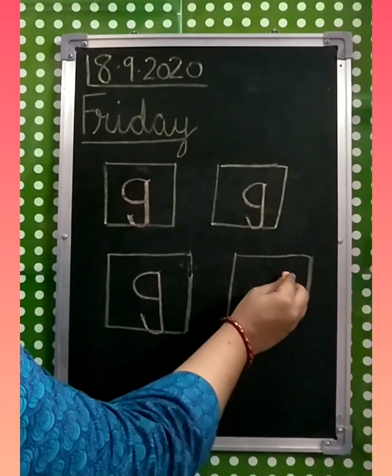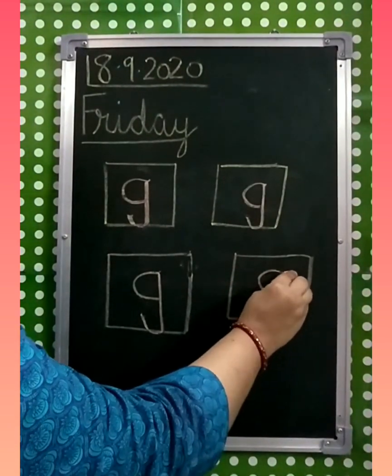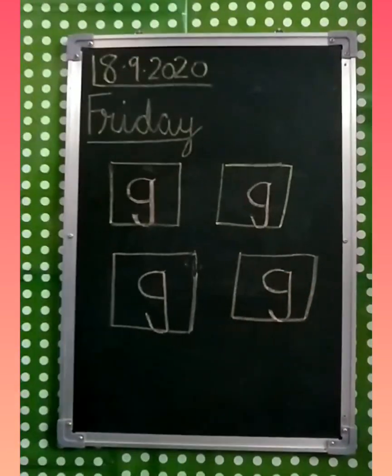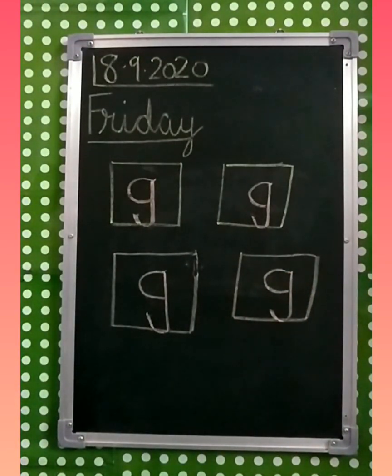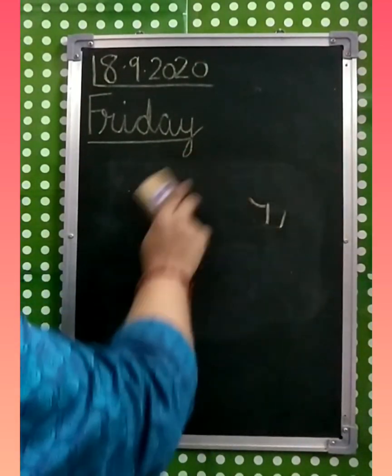Okay. Then again keep pencil on the dot, make small c. Pencil on the dot again, make one standing line and turn. So children, have you understood how to make G? Very good. Now let's revise few pictures related to G.